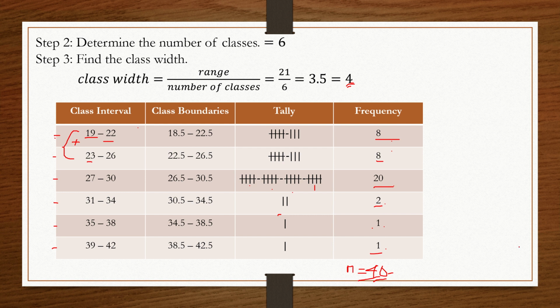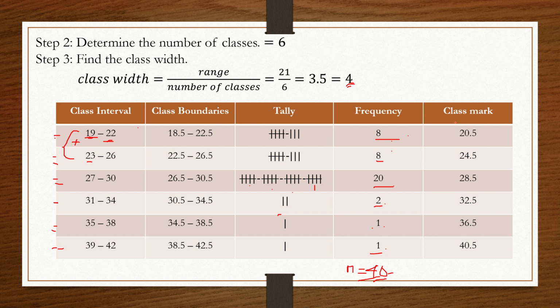So, next is the class mark. Class mark, paano mahanap? Lower limit plus upper limit and divide by 2. Okay? So, if this is 19, lower limit, upper limit is 22. 19 plus 22 is 41. Divided by 2 is 20.5. So, the class mark sa first class po natin is 20.5. And then, continue po hanggang sa last class natin. Find the class mark. And then, after nyo mahanap yung mga class mark, ito po yung kalabasan.